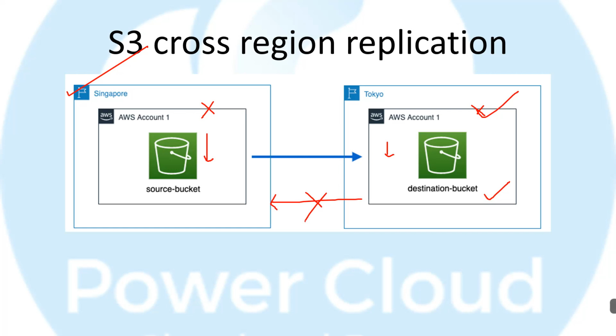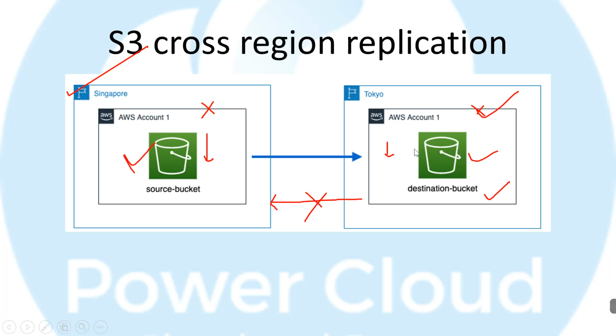The next important thing is, suppose I delete some object in the source bucket, right? When I delete that object, it will not be deleted in the destination bucket. It is still present there. So this is about S3 cross-region replication, and the main purpose is backup. That's why we use S3 cross-region replication.